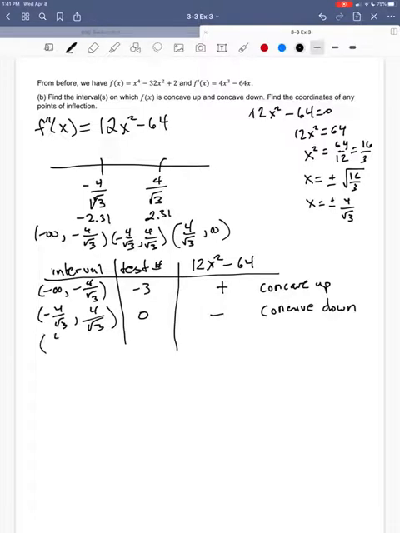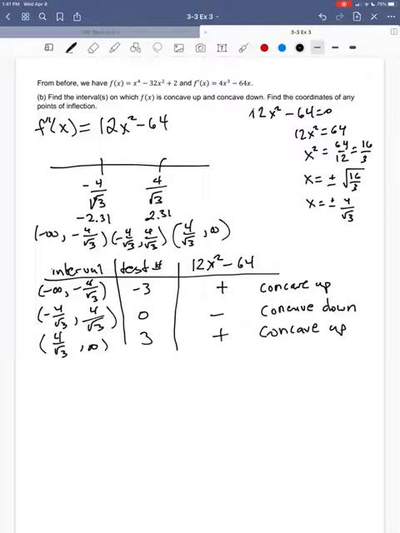And then finally, my last interval from 4 over the square root of 3 to infinity. Again, 4 over the square root of 3 on the calculator, we see that's about 2.3. So if I go over there, positive 3 would be a test number in that interval. 3 squared, 9 times 12, 108, minus 64, it's still positive like it was for negative 3. So again, it's concave up.